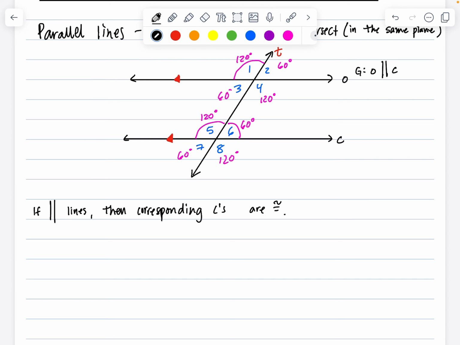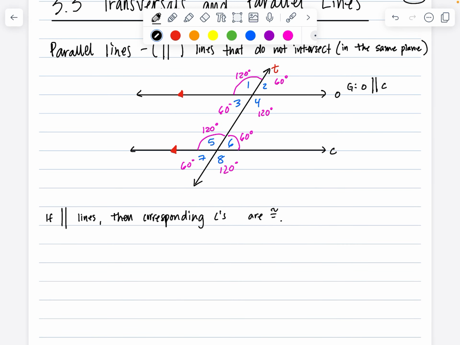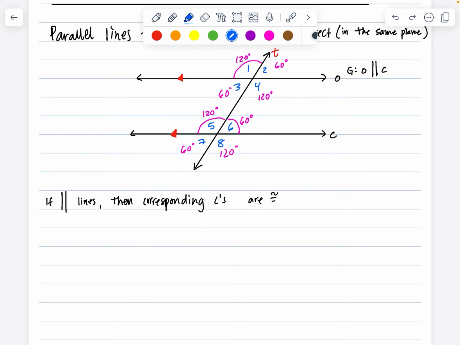Okay? Now, if that's true, we could clearly see 1 is congruent to 5, corresponding angles, 2 and 6 are corresponding and congruent, 3 and 7 are corresponding and congruent, 4 and 8 are corresponding and congruent. But what happens when we actually talk about other angle pair relationships? What happens, for instance, if we have alternate interior angles?